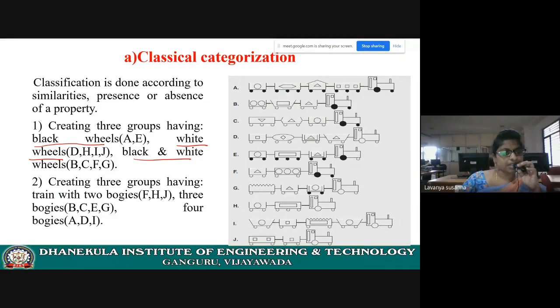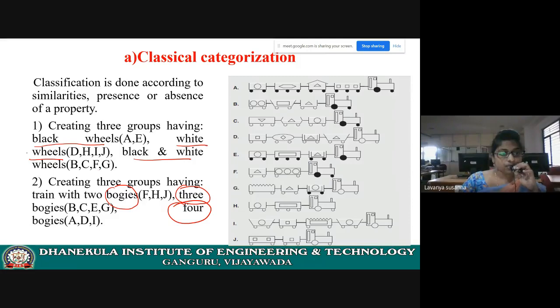Now, next classification. You can classify in many ways. There is no correct solution in this. It is not that only 4 ways or only 5 ways are possible. There is no proper answer for this. You can classify in many ways. Now, second way, creating 3 groups based on bogies. Grouping the trains having 2 bogies, grouping the trains having 3 bogies, grouping the trains having 4 bogies. I hope you understood.